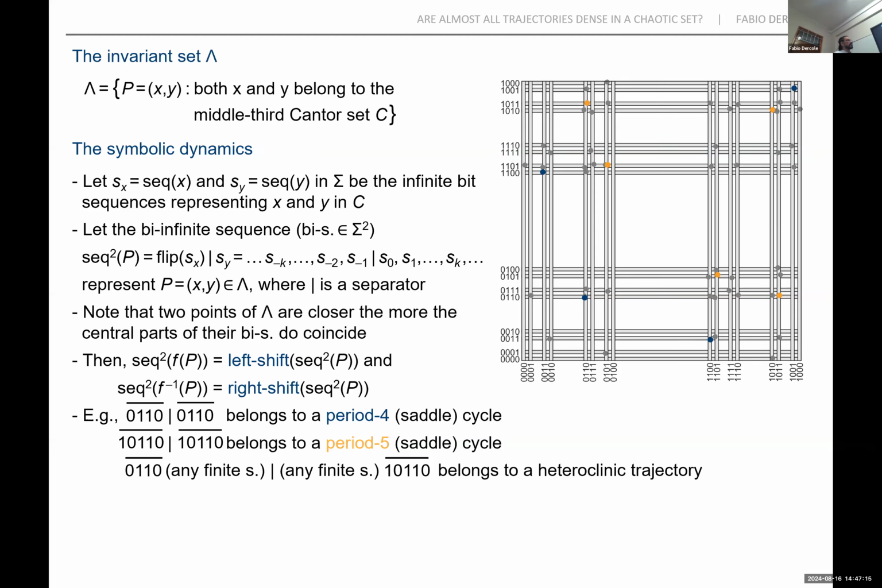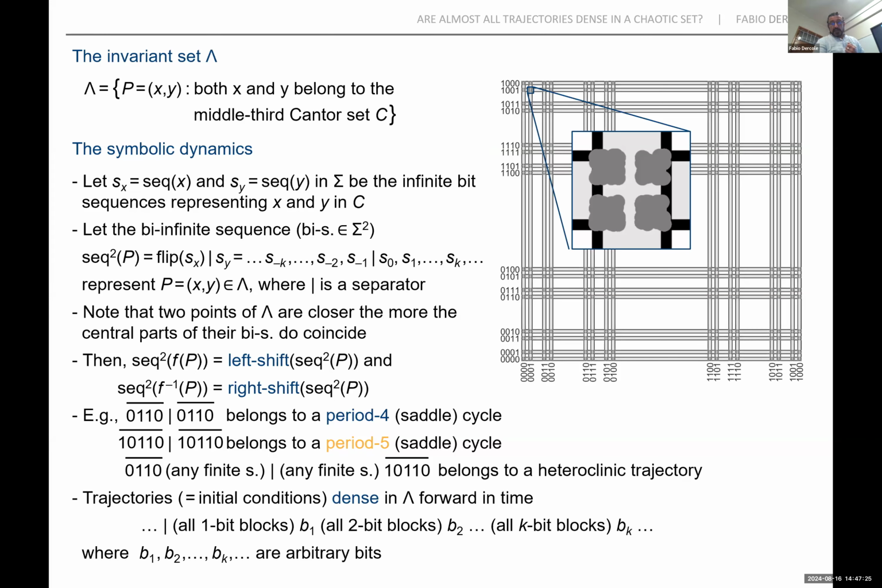All these trajectories are small compared to the set lambda, compared to the set of all possible trajectories. And we do have also at least one trajectory dense in lambda, meaning visiting lambda densely, passing arbitrarily close to all points of lambda, both forward and backwards in time. How do we do this? Remember that to be close to a point, you have to match the central part of the bi-infinite sequence.